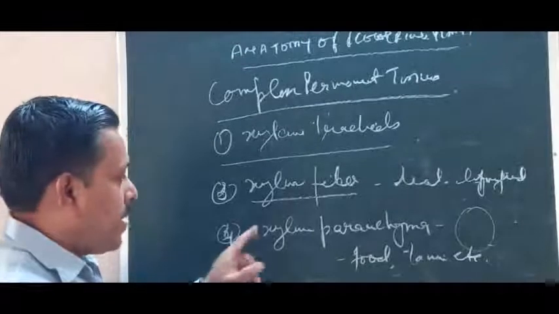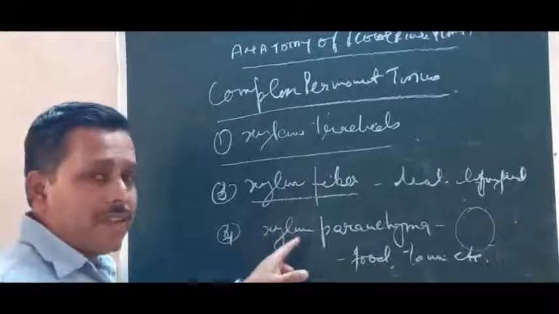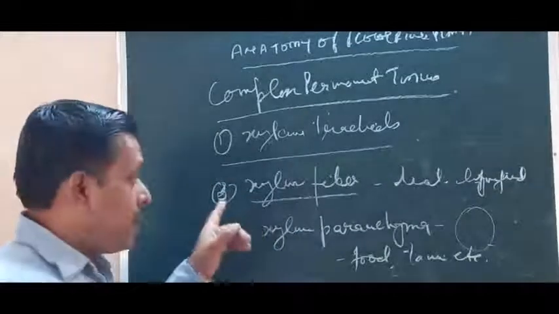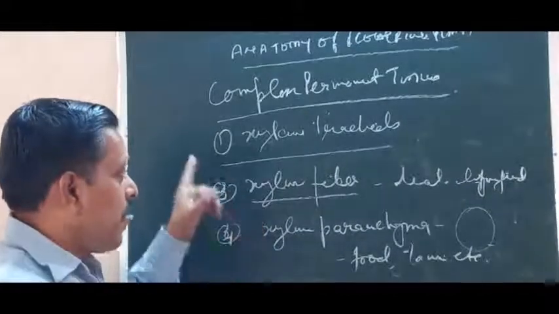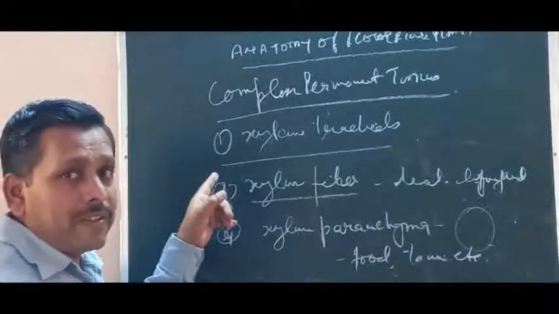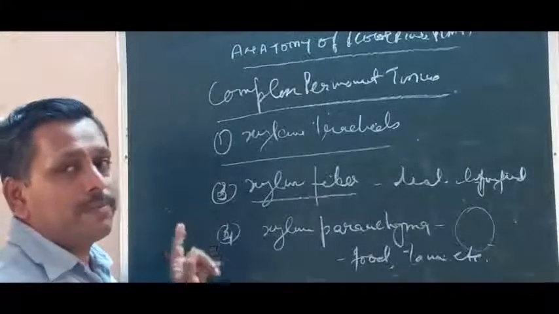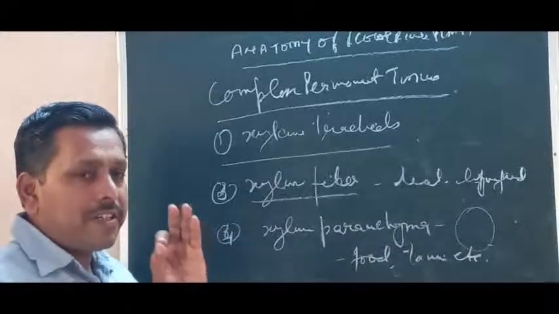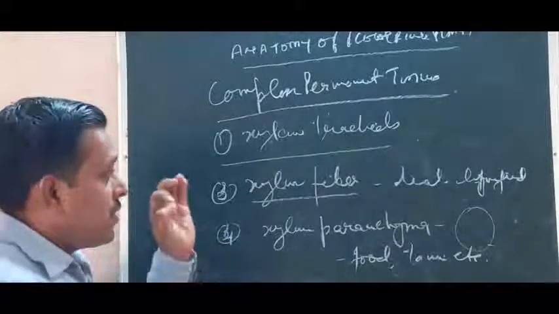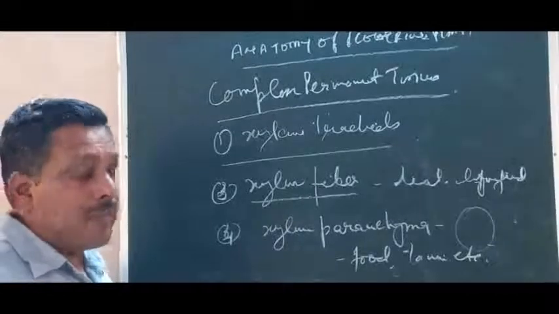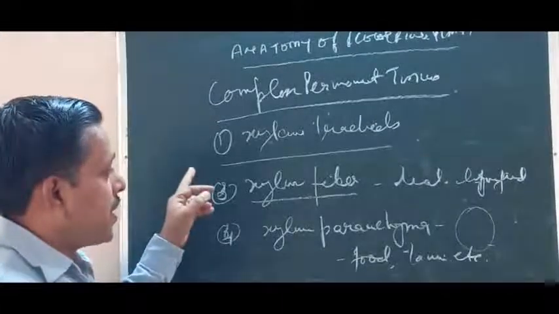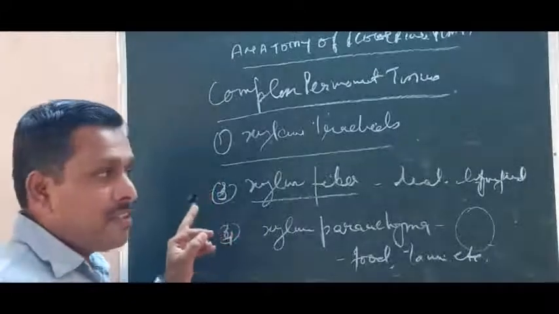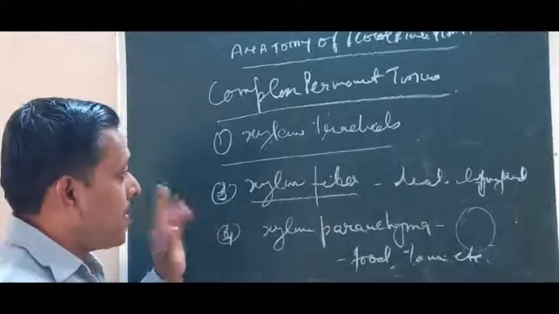Only the xylem parenchyma is a living cell, while the xylem tracheids, xylem vessels and xylem fibers are dead cells. The xylem tracheids and xylem vessels are absent in gymnosperms. This is the main feature. So we can say that xylem vessels and tracheids are the characteristic feature of angiosperms. Gymnosperms are devoid of tracheids and vessels. These four types of cells are together present in the xylem tissue, which is a complex tissue.